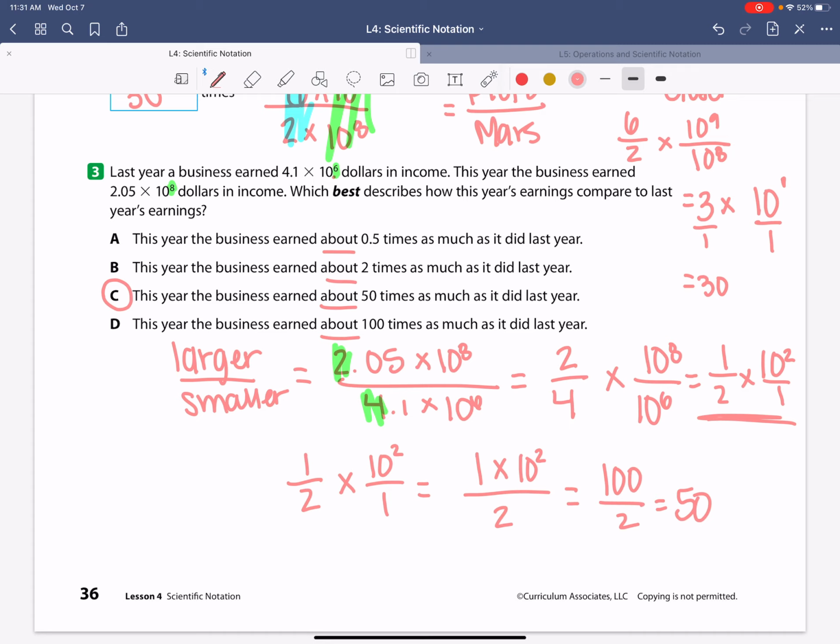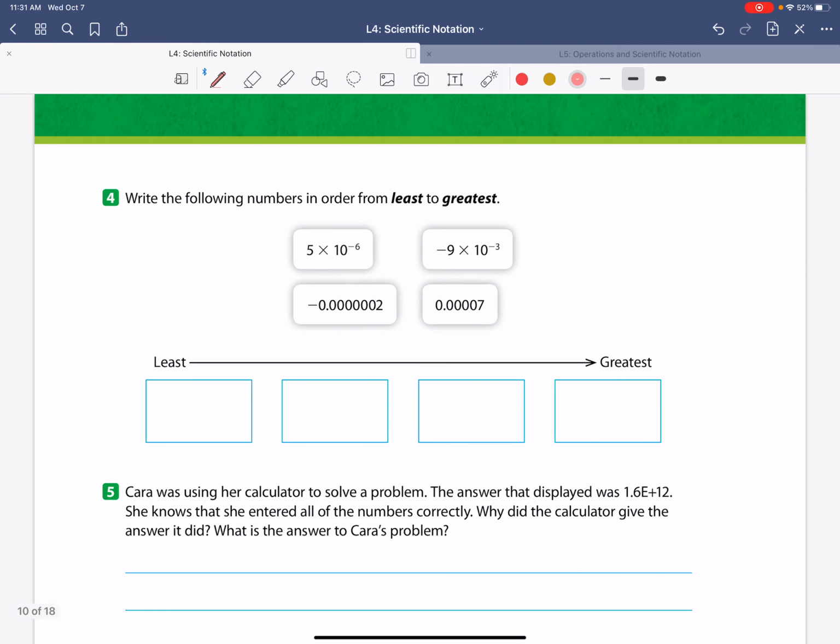All right, and I'm ready to move on to number 4. Write the numbers in order from least to greatest. So the easiest way for me at this point to sort these numbers from least to greatest is to either choose to write them all in standard form, or write them all in scientific notation. Either way, it'll work for you. So we can just go ahead and do this.